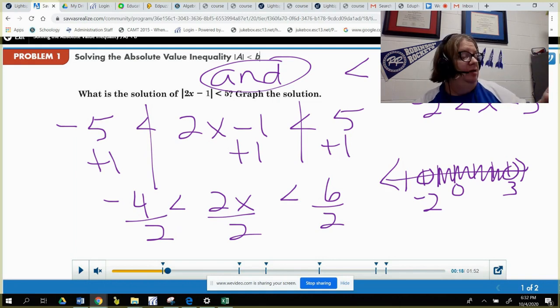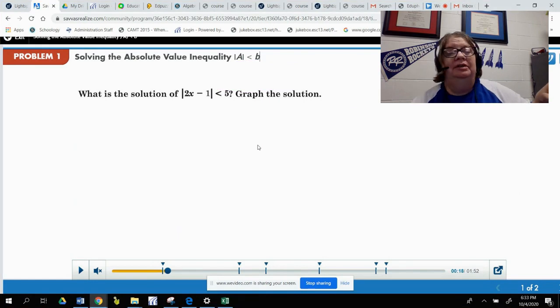That's an and problem. How do you know if it's an and problem? You know it's an and problem when it has less than or equal to. Okay.